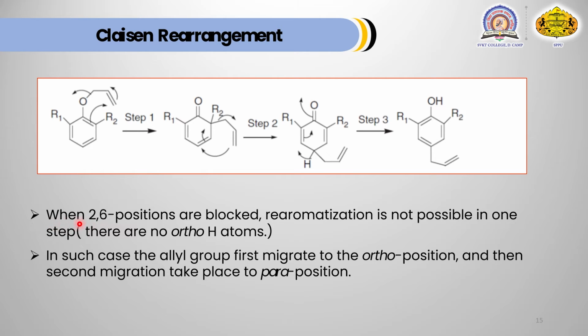I have written this here. When the 2,6 positions are blocked, rearomatization is not possible in one step, because here there is no hydrogen to complete the rearomatization of this compound. This aromatic compound is converted to a non-aromatic compound, and we know that non-aromatic compounds are less stable as compared to aromatic compounds. Hence again rearrangement is going to take place, and in this case movement of this hydrogen from this place to this place produces the aromatic compound.